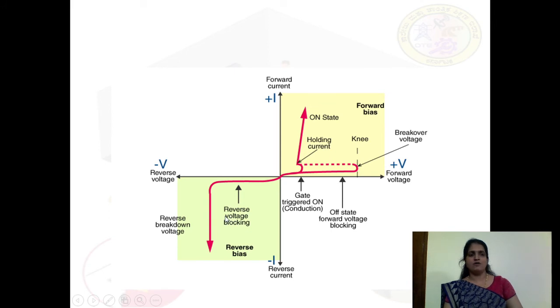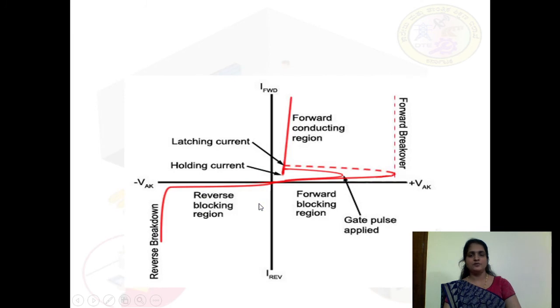that is the reverse blocking mode, when it is operating under the condition where the cathode is provided with positive and the anode is provided with negative and the gate is kept open. At that time, the SCR will be operating in the reverse blocking mode. This is denoted with a reverse blocking voltage, and up to this voltage is referred to as reverse voltage blocking, and greater than this, it is denoted with a reverse breakdown voltage.